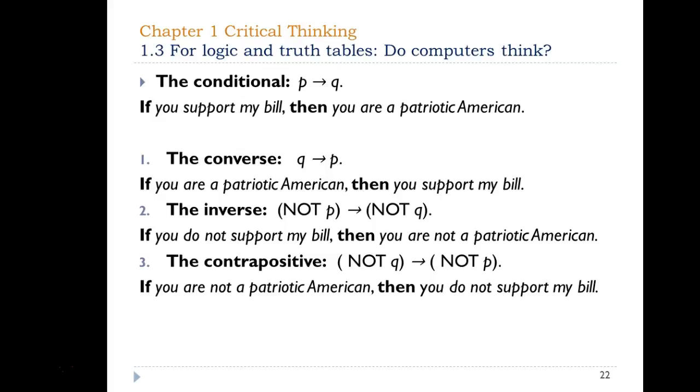The converse is Q implies P: if you're a patriotic American, then you support my bill. The inverse is not P implies not Q: if you do not support my bill, then you are not a patriotic American. The contrapositive is not Q implies not P: if you're not a patriotic American, then you do not support my bill.